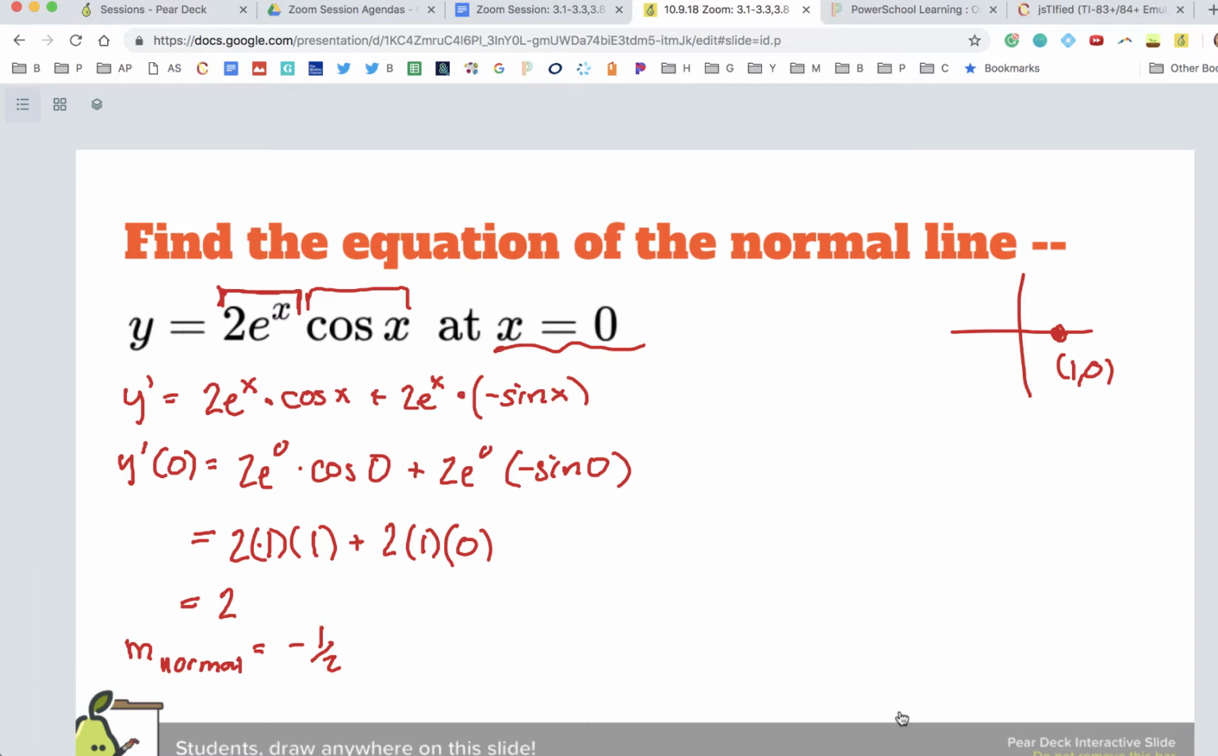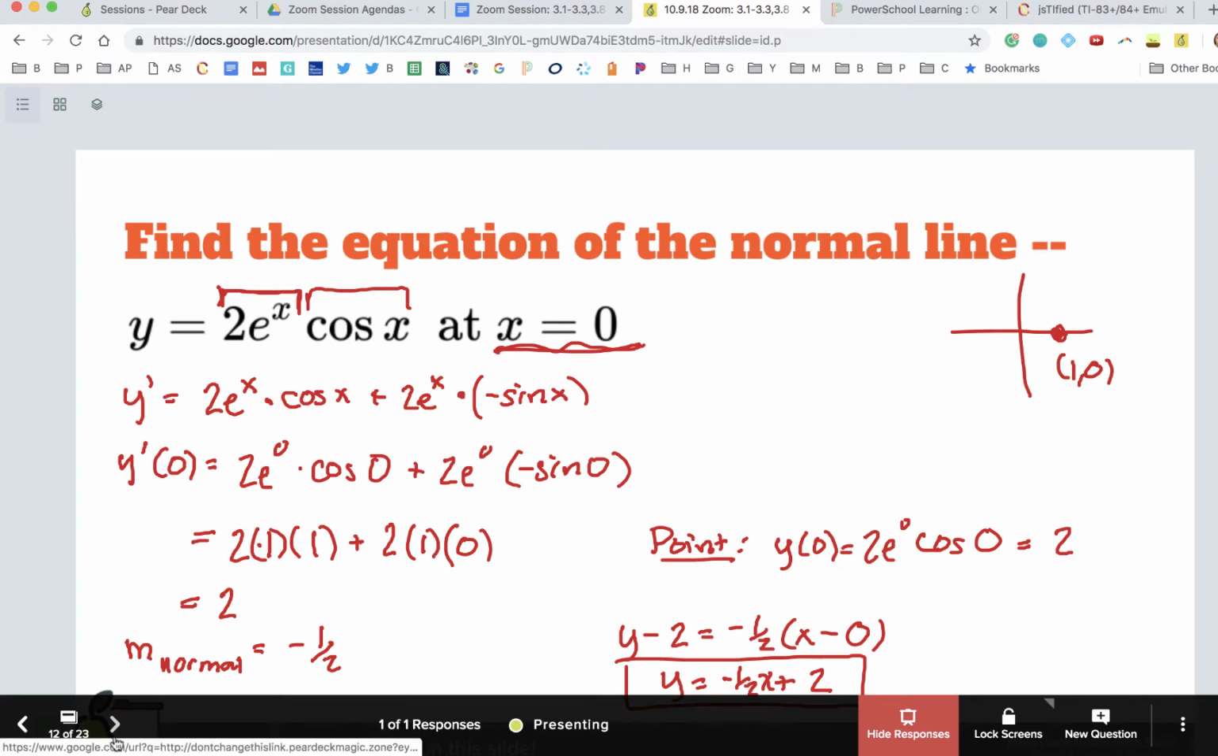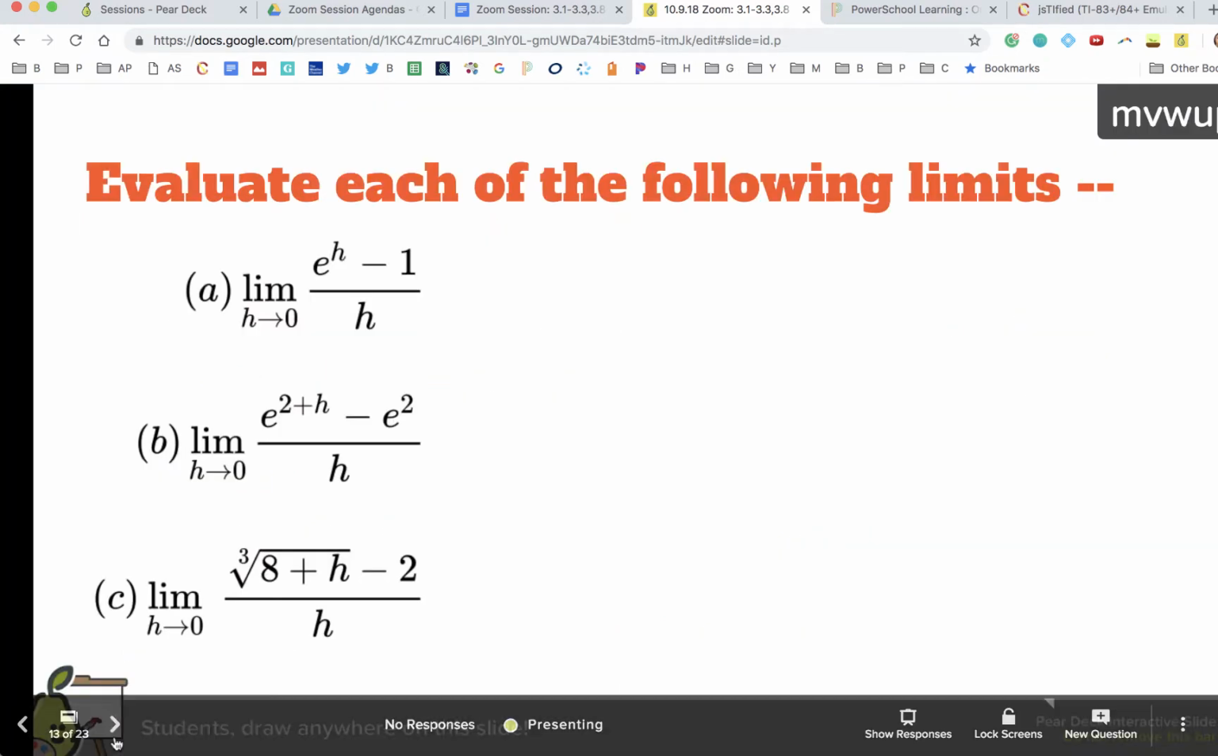Now I have a slope. What's the point? I know the x-coordinate is 0, so y of 0 is 2e to the 0 cosine 0. Cosine 0 is 1, so my point is just 0, 2. So y minus y1 equals the slope times x minus x1, so y equals negative a half x plus 2. That is the equation of my normal line. Remember, that's the perpendicular.